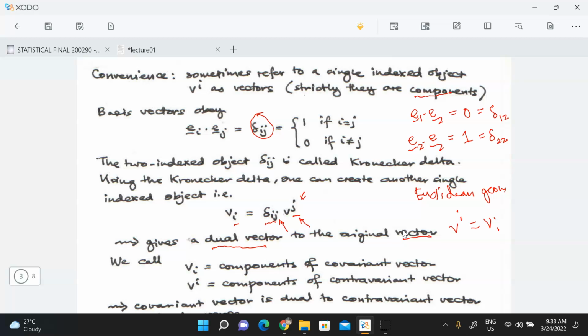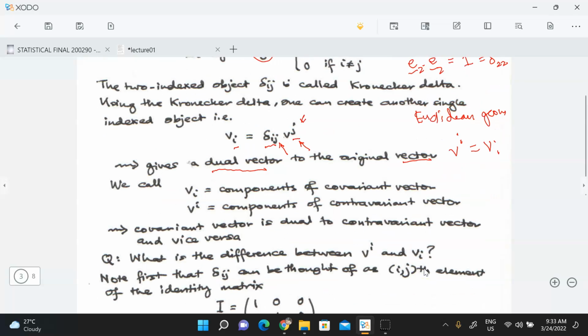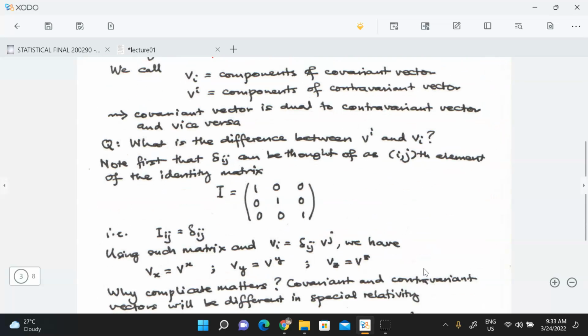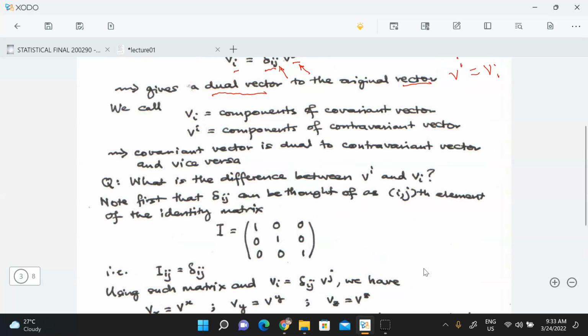It's the same notion. So you can think of your vi, on the next slide, your vi with the index on top, the contravariant vector, as a column matrix with three components. And your covariant vector, you can think of as a row vector. So when they combine together, you get essentially a scalar. Okay, so this is the idea.